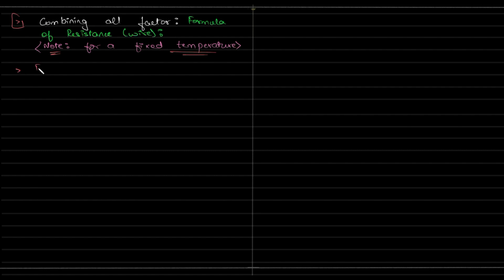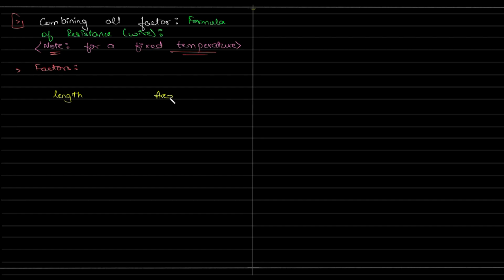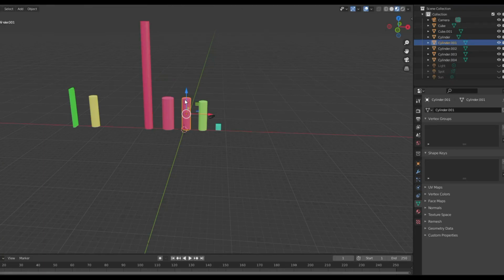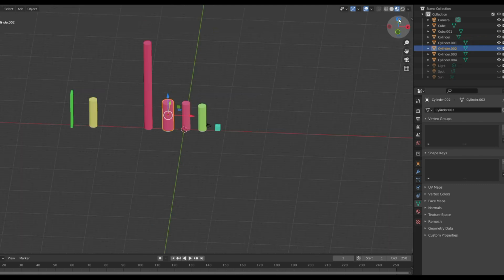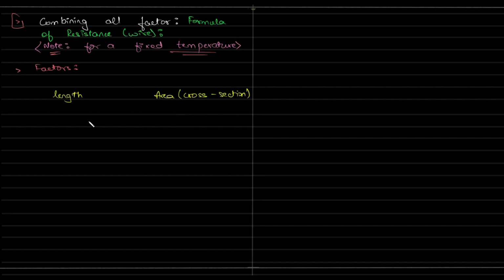So, what are the factors we saw till now? One is length of a wire, right? If I have a wire and I change its length, the resistance changes. Area of cross section. Again, if I took a wire and increased its radius, then again the resistance changed, is it not? This is the reference wire, and I'm taking the same material but increasing the radius. So even then the resistance changed.